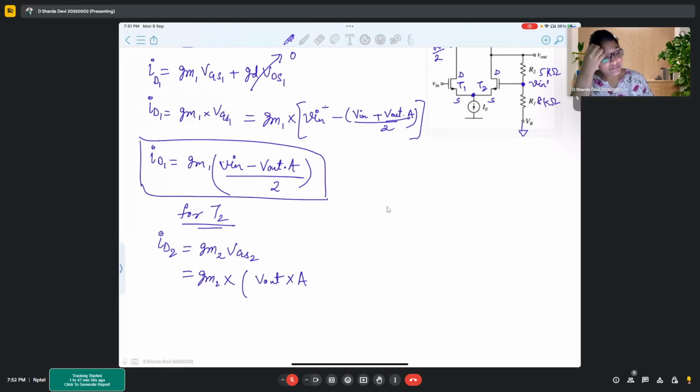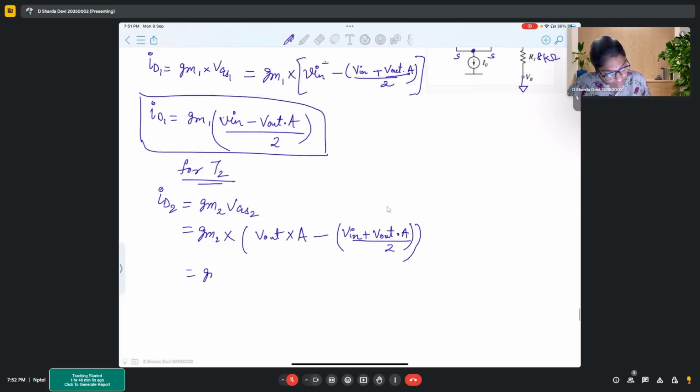This is V in dash, which was V out into A, minus Vs. Vs was V in plus V out into A by 2. So from here we'll get GM2 into V out into A minus V in by 2.